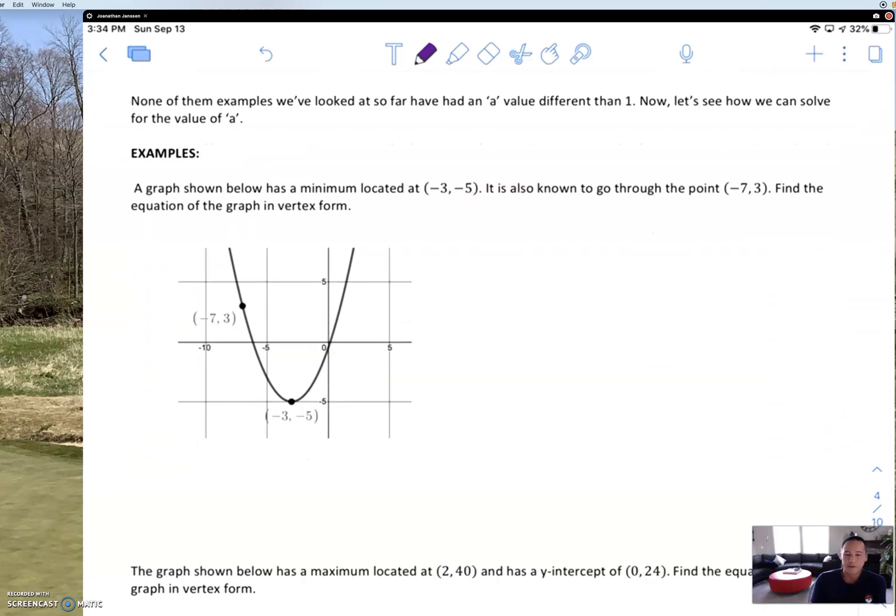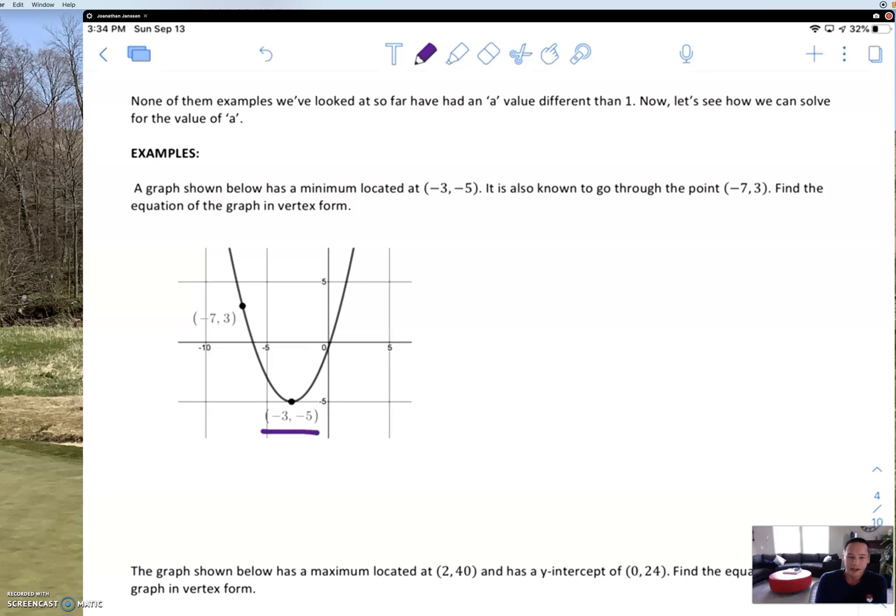And everything that we've done so far has had an a value of 1, but it's going to be pretty rare that you're going to have every single graph that has an a value of 1. So now we're going to see what happens when a isn't equal to 1 and how we can solve for that a. So for the first example, we have a graph shown that has a minimum, that's the vertex, located at -3, -5.